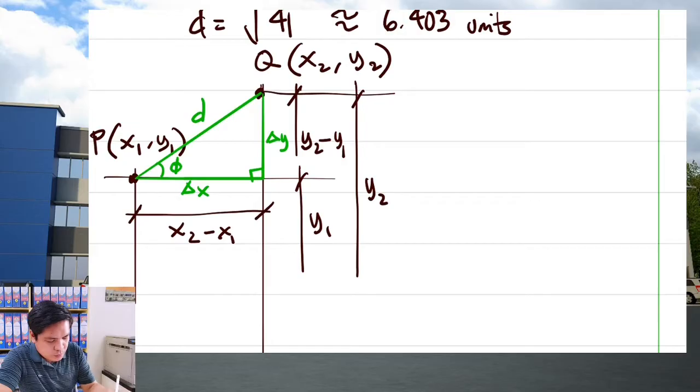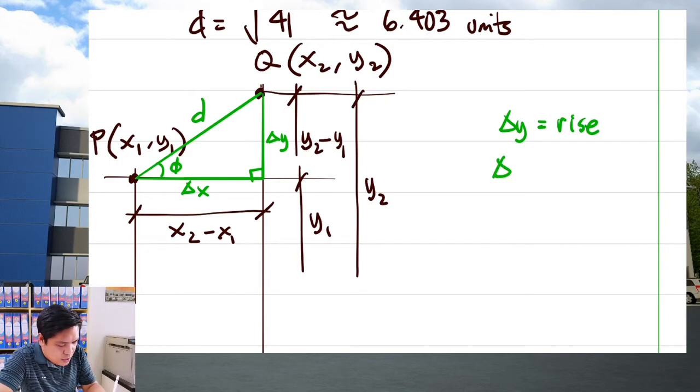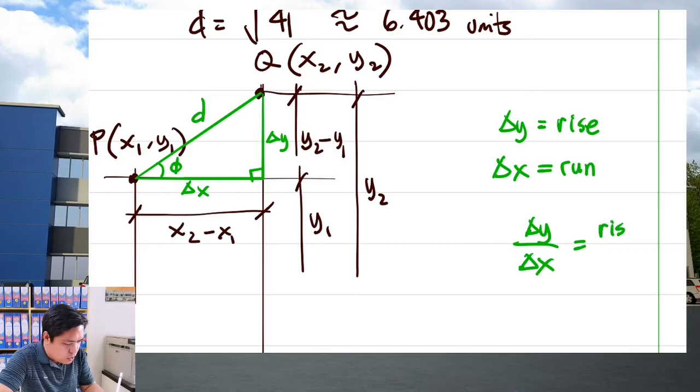Now, the increment in y suggests the rising of the point. So the increment of y is the rise, and the increment in x is the running of the point, the horizontal movement of the point. So we call that the run. So the ratio delta y over delta x, that is rise over run, and we call that the slope m.